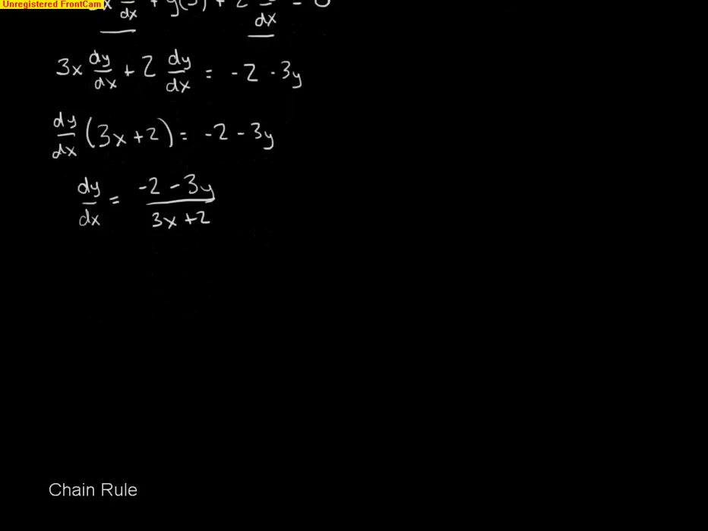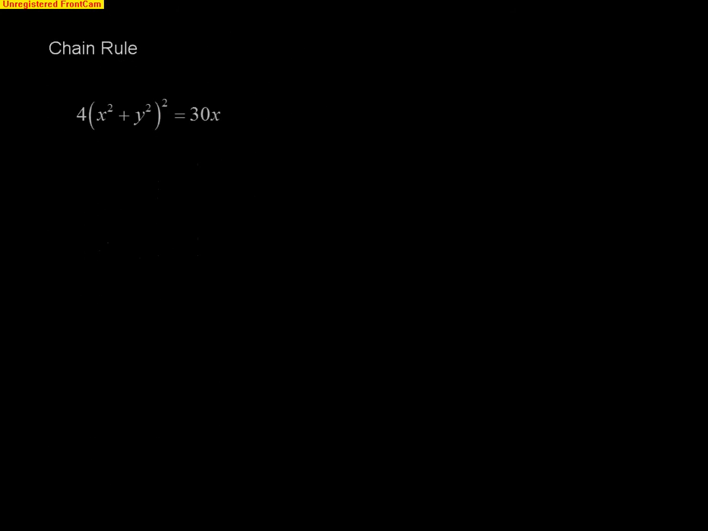Some different types of examples. Here's one with the chain rule. A lot of algebra when we do with this one. So remember, the chain rule is the derivative of the whole thing times the derivative of what's inside. So if we do the power rule for the whole thing here, we're going to have 8 times x squared plus y squared to the first times the derivative of the inside. So here we go. We're going to have 2x plus 2y dy dx.